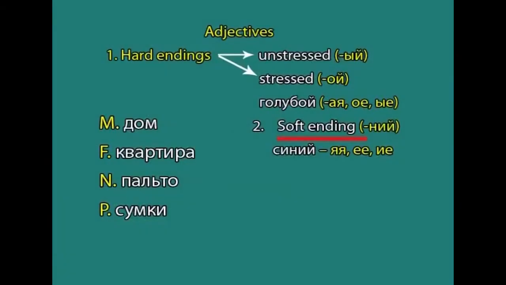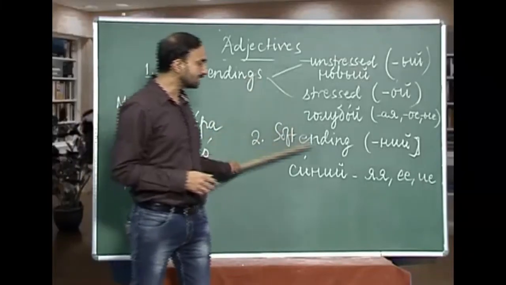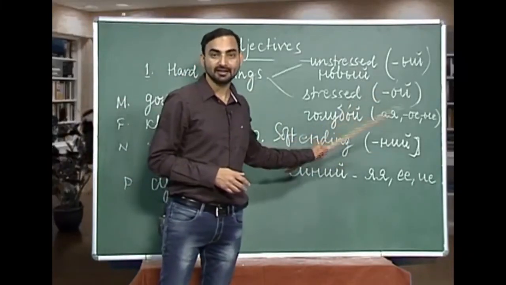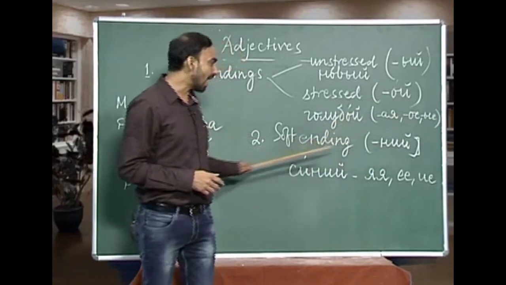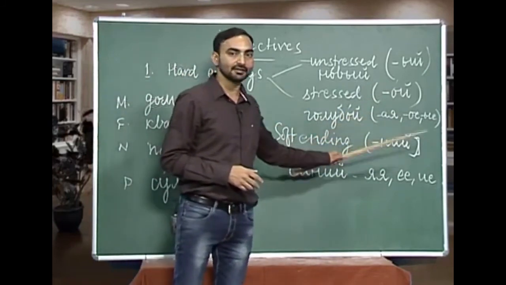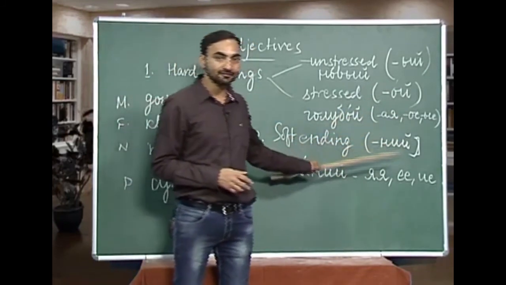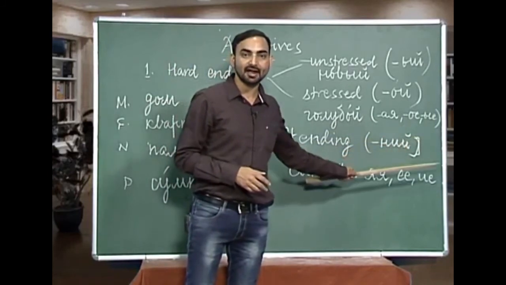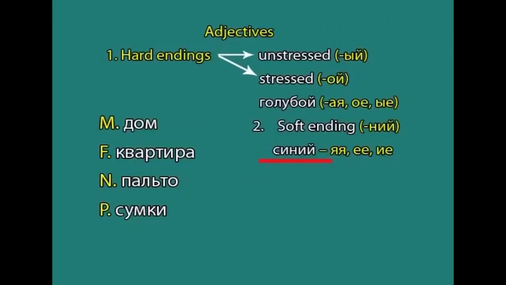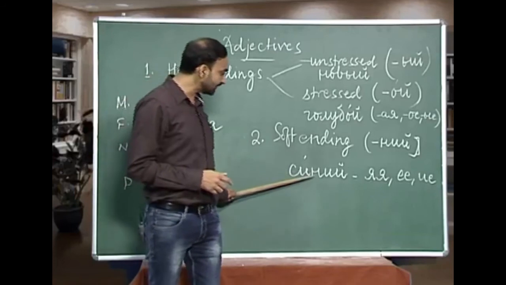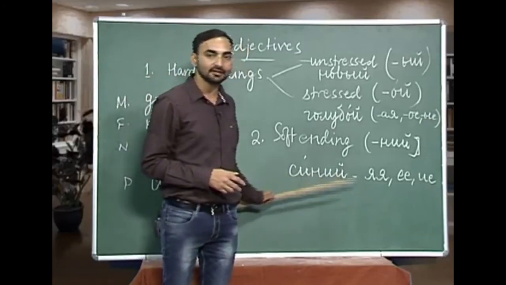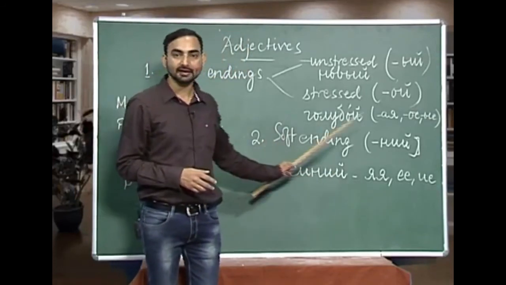The second ending is soft ending adjectives. The name itself suggests that the adjectives with soft consonants are soft ending adjectives. For example, if an adjective ends with n, and i kratkaya. For example, seeny. Seeny is blue, navy blue. Seeny ends with n, and i kratkaya, that is why it is a soft ending adjective.